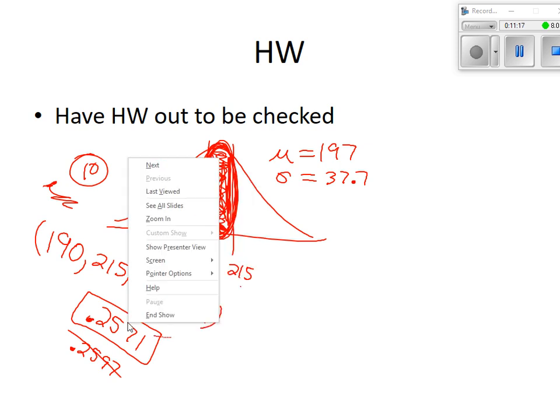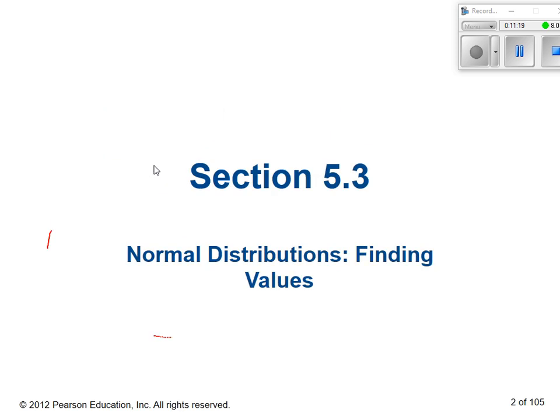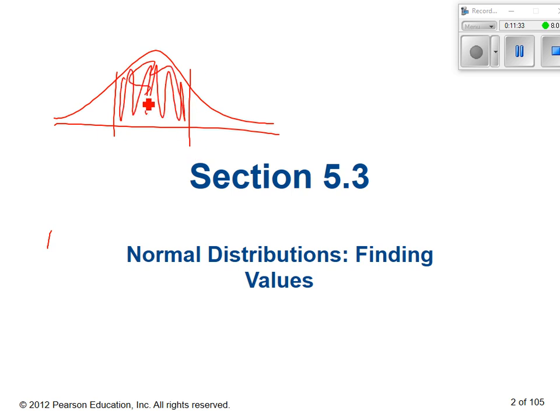All right, what we're going to be doing today is just going backwards. Instead of looking at the chart and asking what's the probability that somebody falls in this area here, now we're going to be finding what these two values are, given that this is like 73% of the area or something. So we're going to be finding those values.